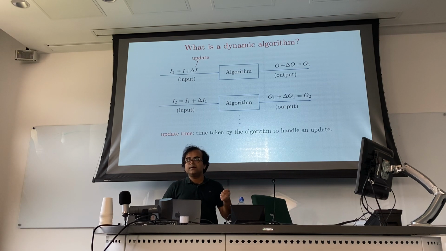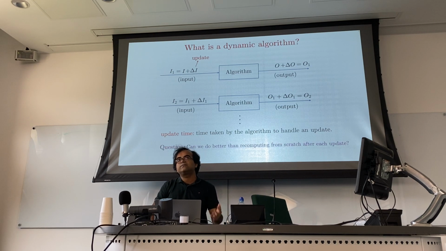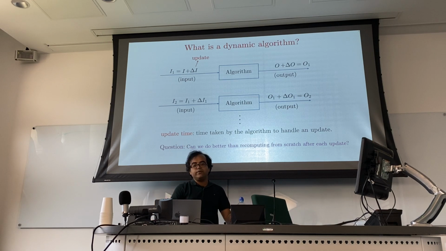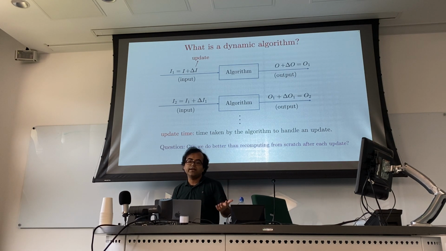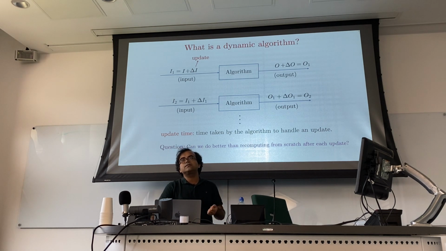The time taken to handle an update is called the algorithm's update time, and we wish to design an algorithm with as small update time as possible. There is a trivial answer here. Just run a static algorithm from scratch on the new input after each update. That would give you an update time equivalent to the static runtime. In the dynamic setting, we ask, can we do something significantly faster? Note that you can ask this question in the context of any optimization problem or any computational problem.